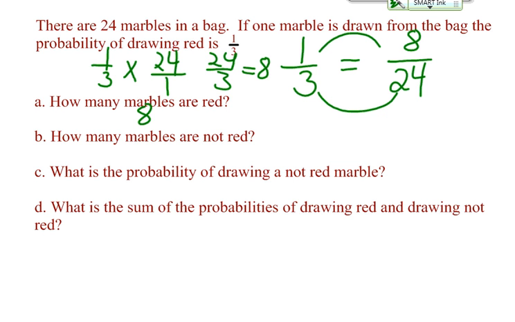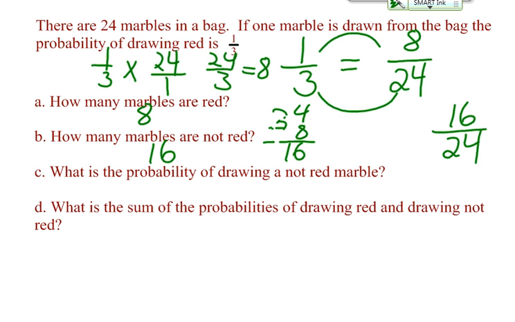How many marbles are not red? That's going to be the opposite now: 24 minus 8 is going to give us 16. What is the probability of drawing a not red marble? So now we're going to put those 16 not reds over our total of 24. And now we can reduce this fraction to give us our probability. I can divide both of them by 8. 16 divided by 8 gives us 2, and 24 divided by 8 gives us 3. So that's going to be 2/3.